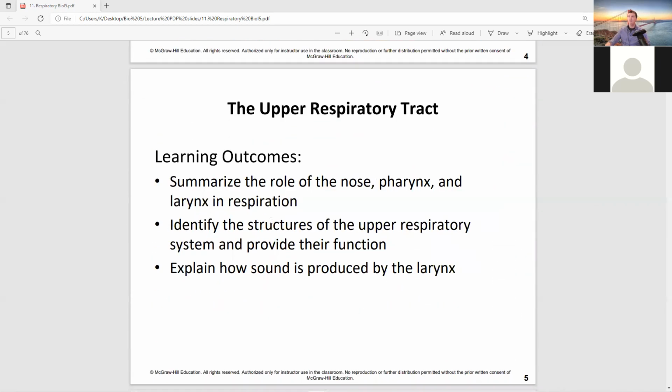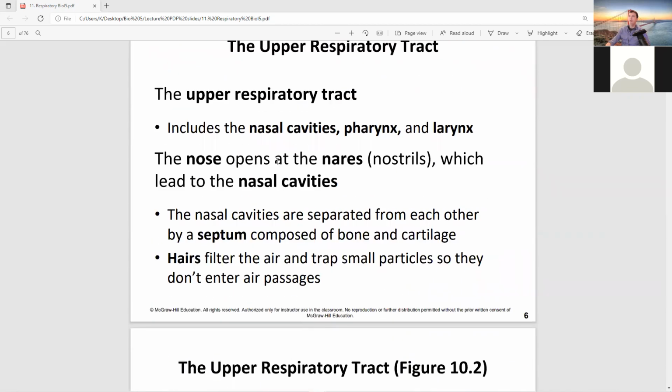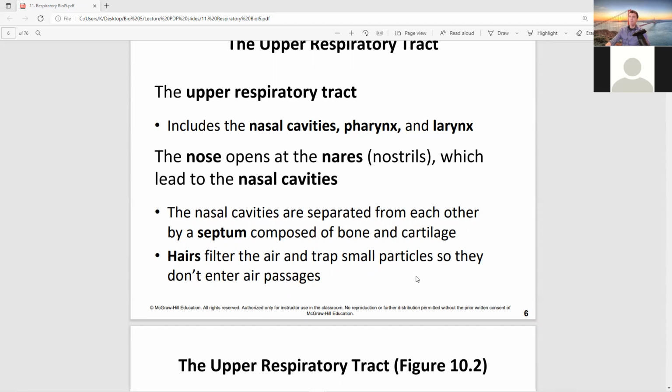So for the upper respiratory tract, you will summarize the role of the nose, pharynx, and larynx in respiration, identify the structures of the upper respiratory system and provide their function, and explain how sound is produced by the larynx. The upper respiratory tract includes the nasal cavities, the pharynx, and the larynx. The nose opens at the nares or the nostrils, which lead to nasal cavities. The nasal cavities are separated from each other by a septum composed of bone and cartilage. Hairs filter the air and trap small particles so they don't enter air passages.